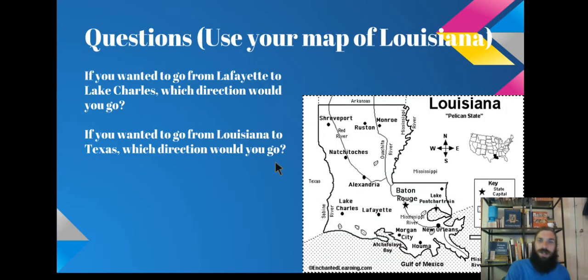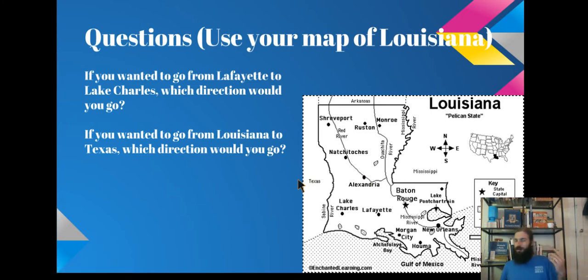Let's take a minute to go over some of these questions on the bottom of your sheet. You have some boxes on part 3 to draw some compass roses, but before we do that, I want to take a look at these questions. If you wanted to go from Lafayette to Lake Charles, which direction would we go? Here's Lafayette. I want to go from Lafayette to Lake Charles. Which direction is this? If you wanted to go from Louisiana to Texas, which direction would you go? The whole state is Louisiana, and I see Texas is over here. I'm going to go from Louisiana to Texas. Which direction is this?